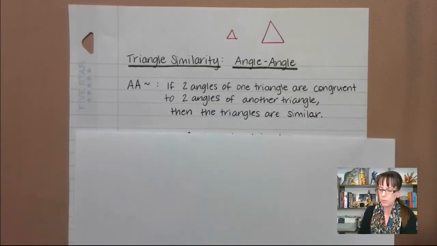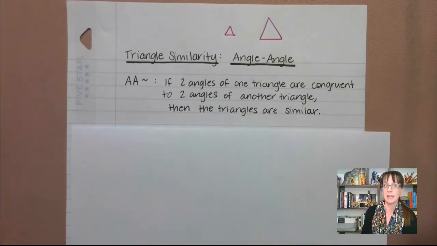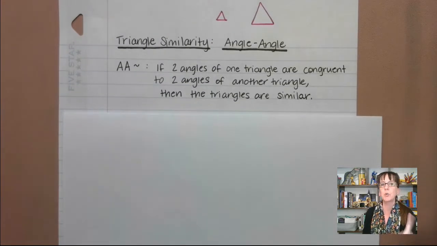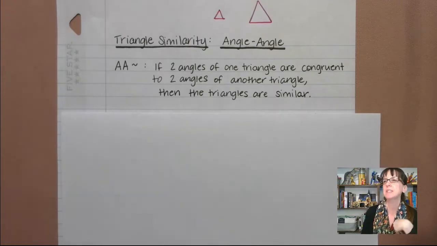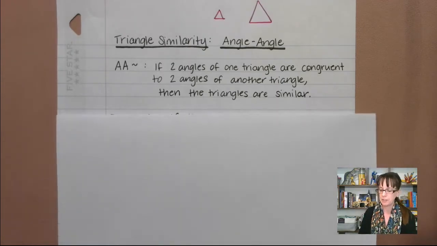Okay, so what I just explained, here's the formal way of saying it. If two angles of one triangle are congruent to two angles of another triangle, then those triangles are similar. So let's use our information from previous lessons about similarity statements and proportions, and we will figure this out.